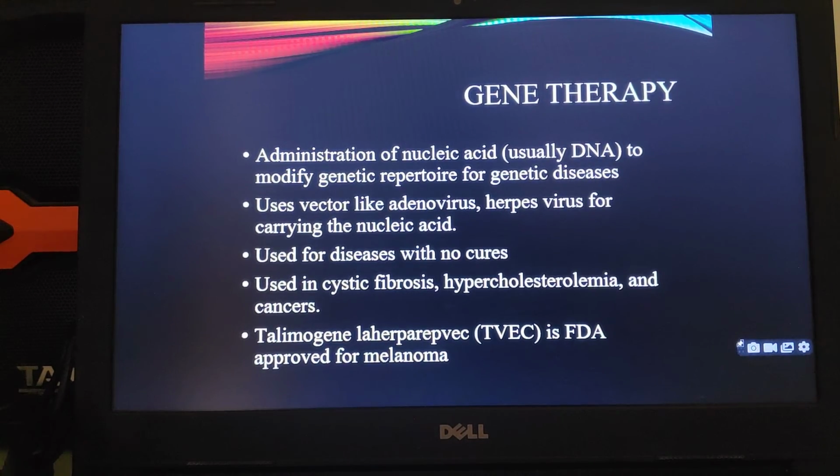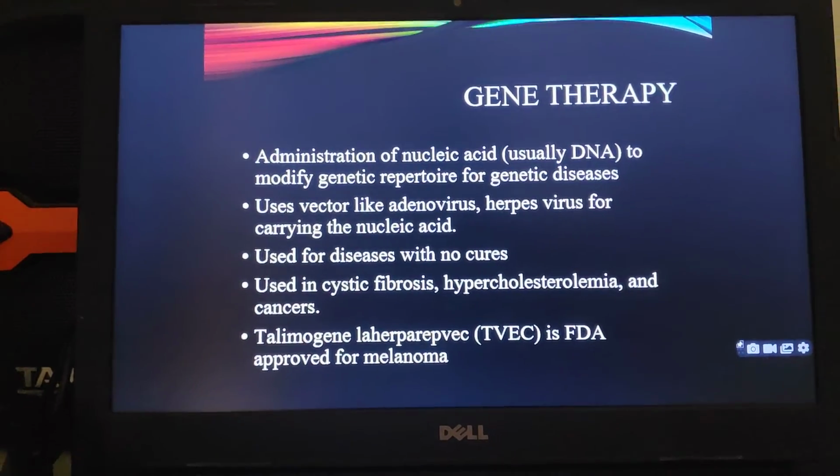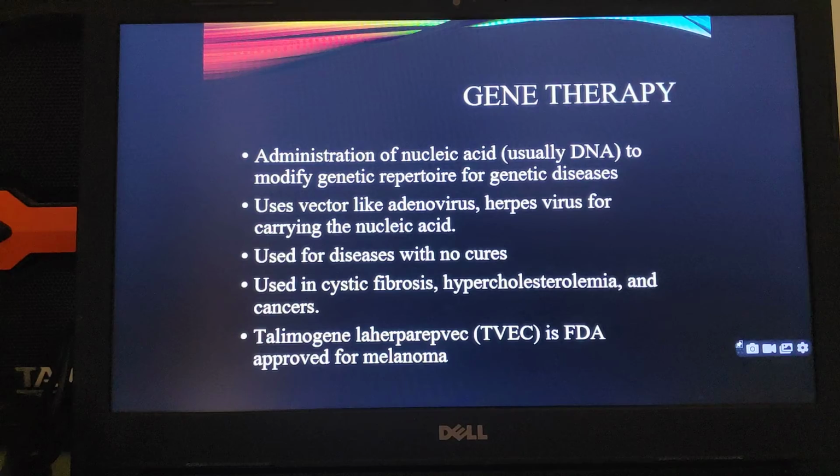Gene therapy is essentially used for diseases without any cure. They are absolutely incurable. Some conditions like cystic fibrosis, hypercholesterolemia, and certain cancers are treated by gene therapies. Some gene therapies are approved in China and European countries. Recently, the US has approved one gene therapy called talimogene for the treatment of melanoma, which uses a herpes virus vector.